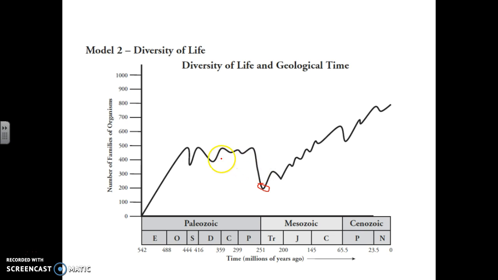But you'll see that all the time. You'll see a dip in the number of families because of an extinction event, and then a rapid increase. The reason you get that rapid increase after an extinction event is that there are many new roles that need to be fulfilled in the new ecosystem, and organisms evolve to fulfill those roles. So you'll see that almost everywhere there's an extinction event, like here, there's a rapid increase in the number of families after that extinction event.